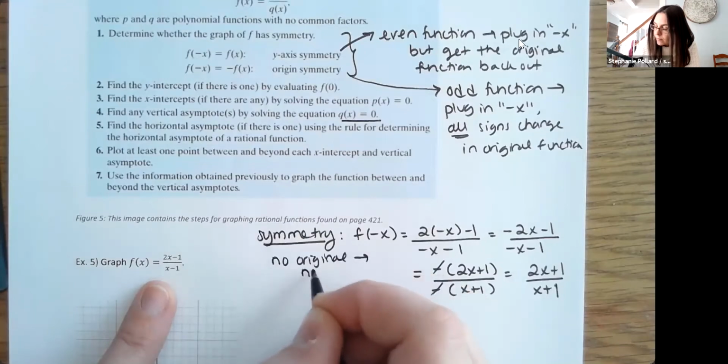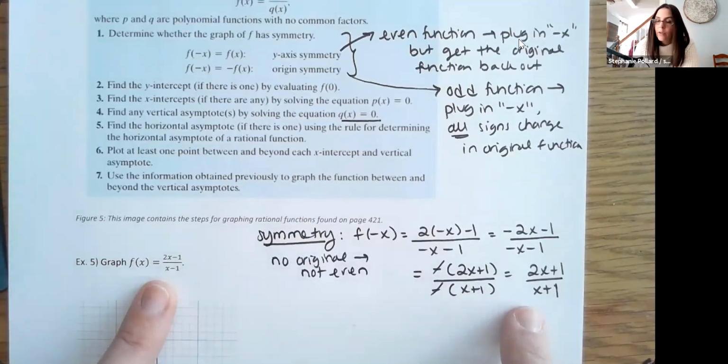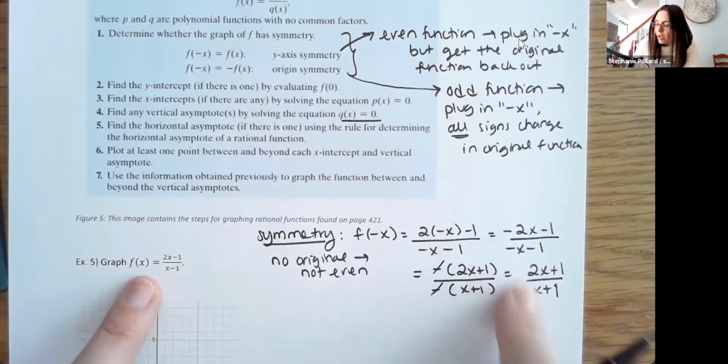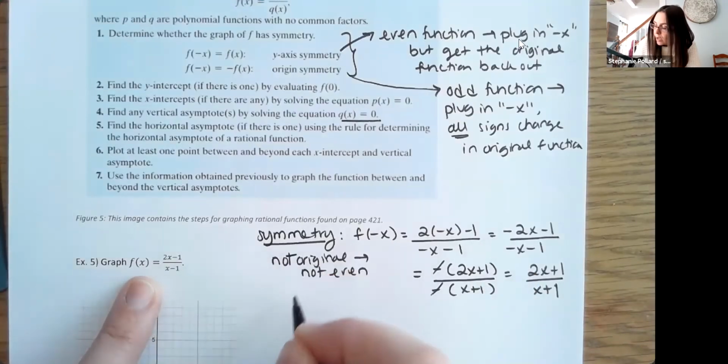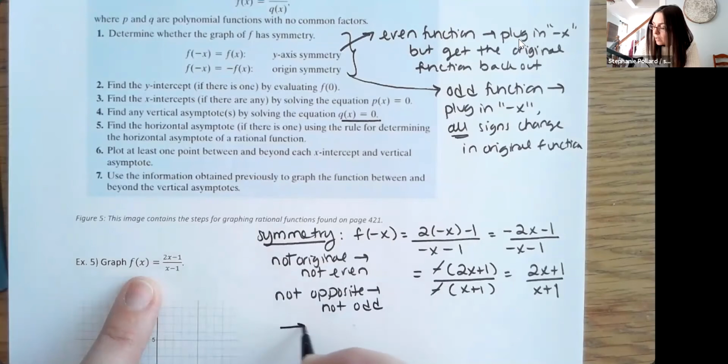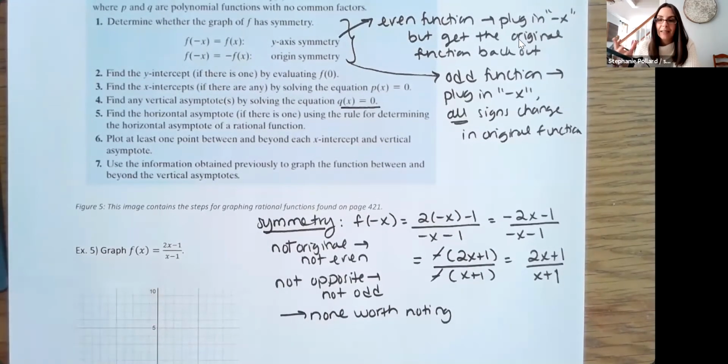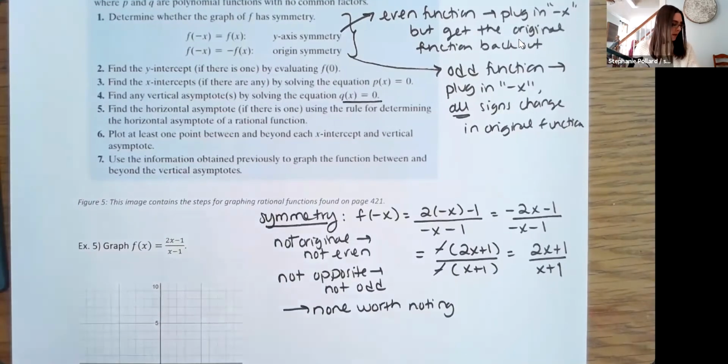So it's not even. And then I also check to see if all signs have switched. Now, 2 of the signs switched, right? Here, from negative to positive, but the other 2 did not switch. They still stayed positive in the end. So it is not the opposite either. So it's not odd. So for symmetry here, I'm just going to write none worth noting. It doesn't mean that there's no other kinds of symmetry, but if there is, it would be of a different kind. So for right now, no symmetry worth noting here.